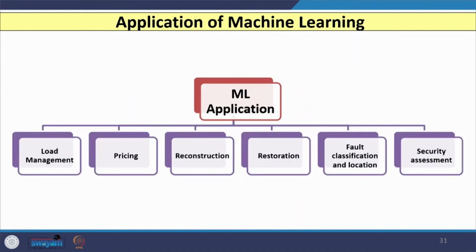If I consider applications of machine learning based schemes, then this type of scheme can be applied for load management or load forecasting, and also for electric pricing. It can also be applied for reconstruction of certain data or parameters, and restoration also. We can also use this type of scheme for fault classification and location, or better estimation of fault, and we can also use it for security assessment.